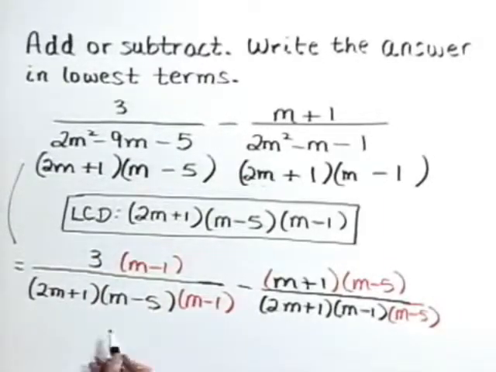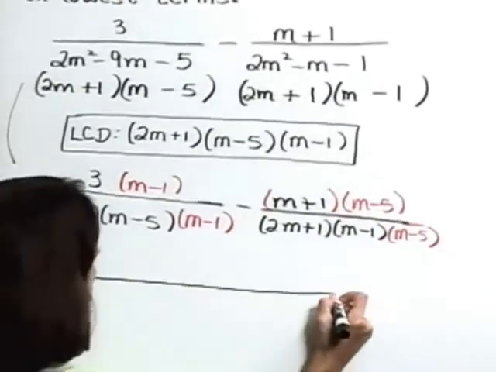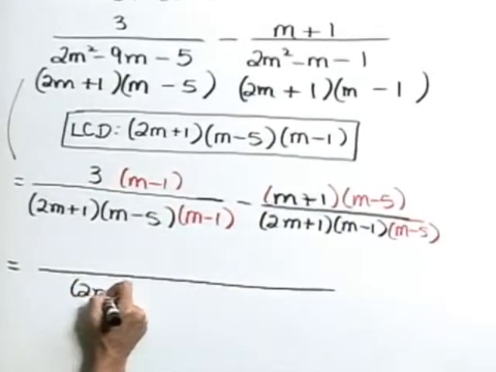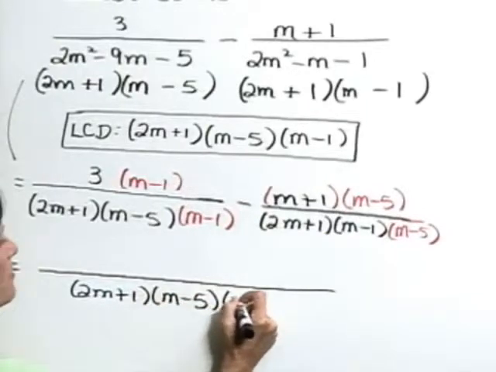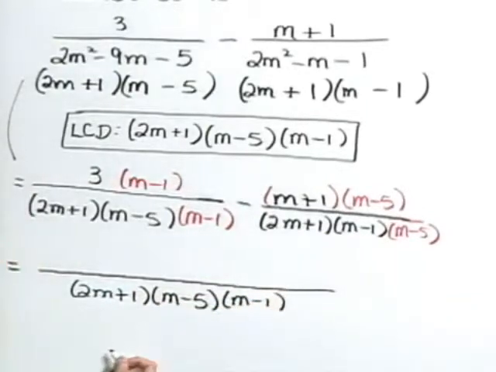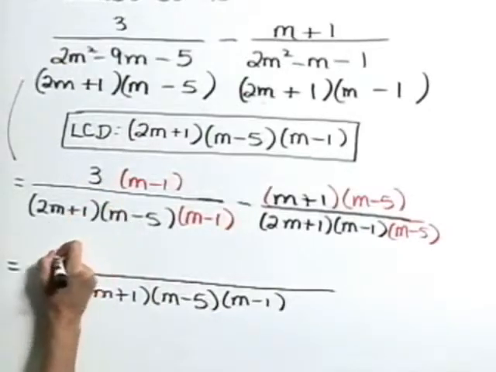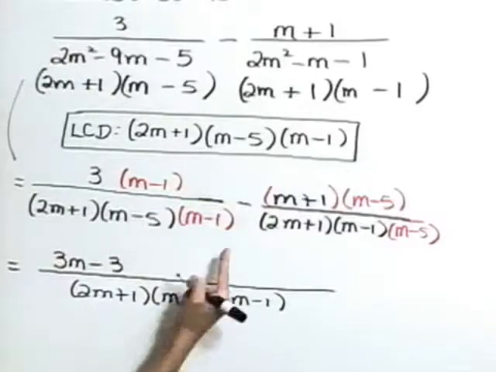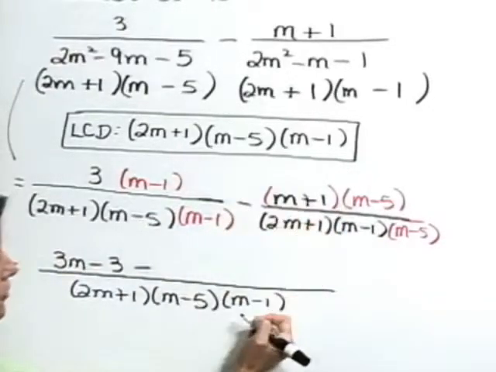At this point, both of our denominators are the same. So at our next step, let's just write that denominator one time with one long fraction bar: 2m plus 1 times m minus 5 times m minus 1. And let's begin to simplify the numerators. Starting here with multiplication, we get a 3m minus 3. Now be careful with this minus sign. We're going to have to subtract everything that follows it.